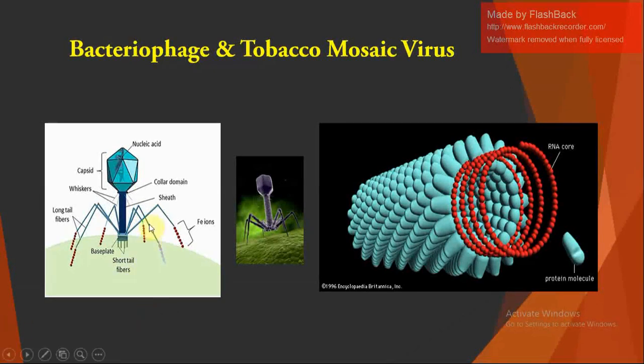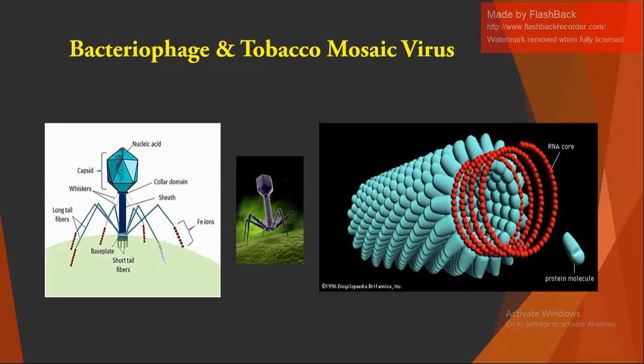Okay, so this is the diagrammatic view, and you can see the second photograph. It is the animated view of the bacteriophage, and the third photograph shows the tobacco mosaic virus. Okay, I have already discussed what mosaic virus is. Mosaic means yellow colored patches. Okay, yellow spots or patches are seen on the leaves of the plant, and those patches are mosaic in nature. Hence it is also commonly referred to as mosaic virus.